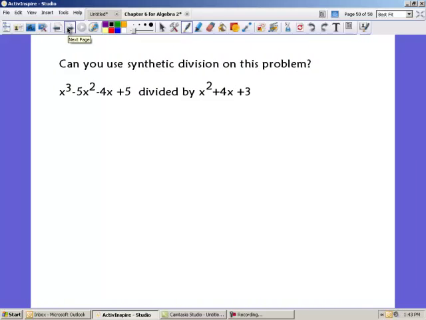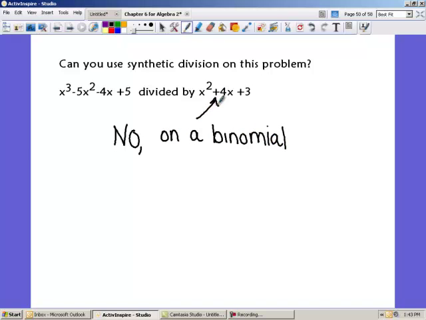All right, can you use synthetic division on this problem? We have a polynomial divided by a trinomial. Your answer should be no, and the reason why is because you can only use synthetic division on a binomial. So this right here is a trinomial. You can only have a binomial, and that's definitely not one.